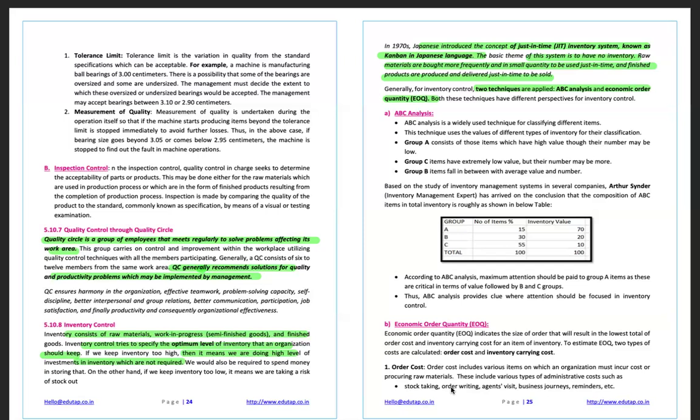Economic order quantity, EOQ. Economic order quantity indicates the size of order that will result in the lowest total of order cost and inventory carrying cost for an item of inventory. To estimate EOQ, two types of costs are calculated: order cost and inventory carrying cost. Order cost क्या है? Order cost includes various items on which an organization must incur cost on procuring raw materials. These include various types of administrative costs such as stock taking, order writing, agents' visit, business journey, and reminder, etc.